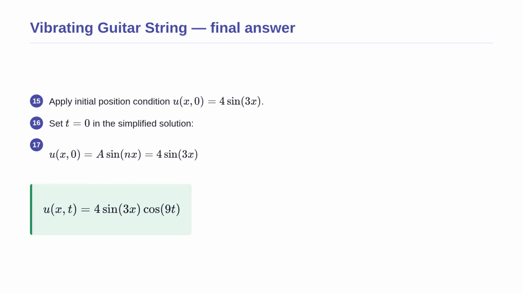Finally, we apply our starting shape condition. We set time to 0, which turns the cosine term into a 1. We then compare our simplified equation to the given starting shape of 4 sine of 3x. By matching the pieces on both sides, we can clearly see that n must be 3 and the amplitude a must be 4. This gives us our final unique solution. The string has 3 distinct waves along its length, vibrating up and down rapidly over time.